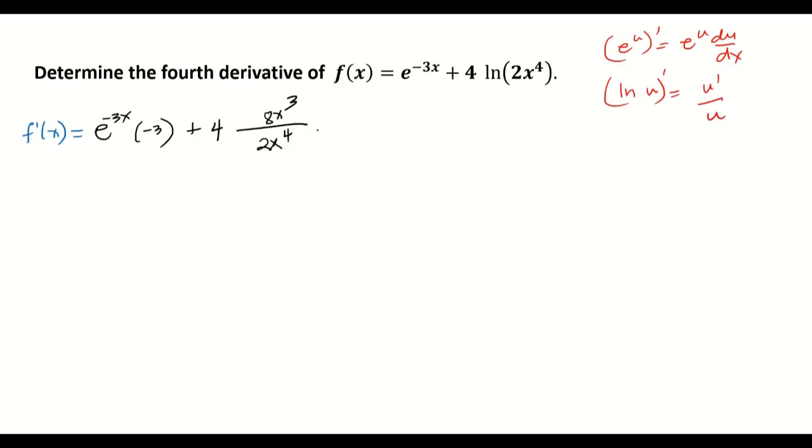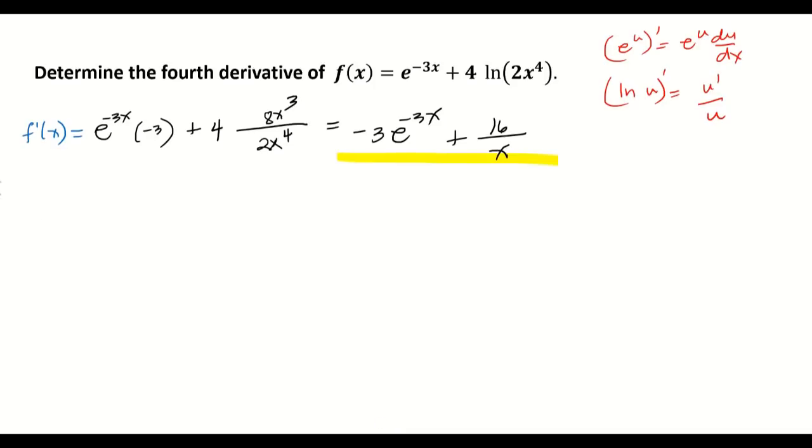So simplifying this one, we have negative 3 times e raised to negative 3x is negative 3e raised to negative 3x plus, this would be 4 times 8, 32 over 2, that's 16. And then x cubed over x raised to 4 is 1 over x. So this would be 16 over x. So this is our first derivative.